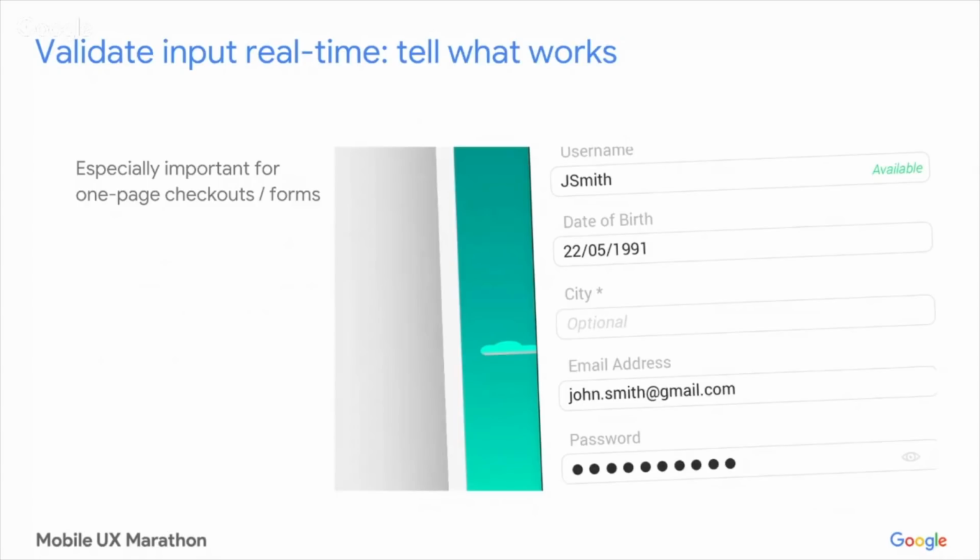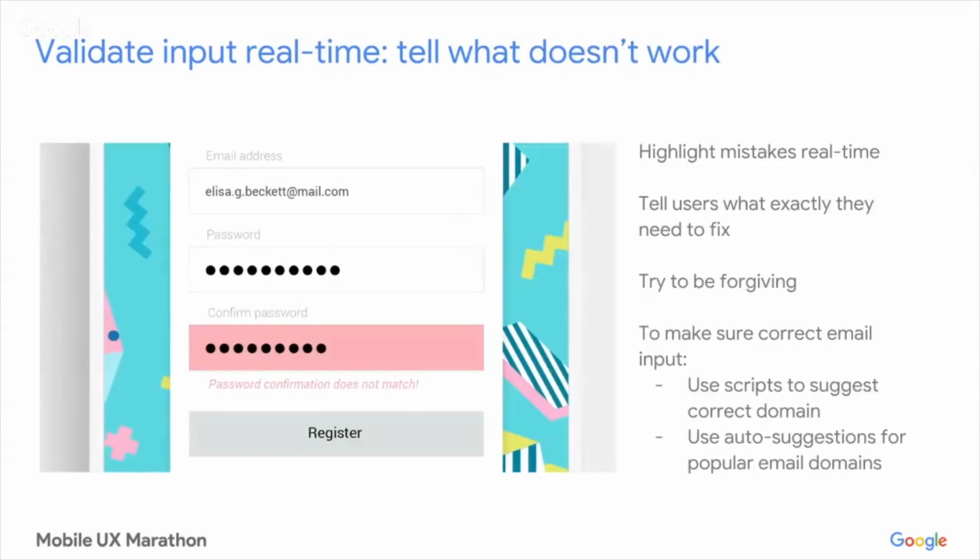And if the user makes a mistake, then you need to let them know about that instantly and, again, in real time. Tell them exactly what they need to do to fix that, right? Don't blame the user. They probably didn't want to make this mistake, so be very careful with the copy and what exactly you say about the mistake. Be friendly and tell them in a nice and conversational way what they need to do.